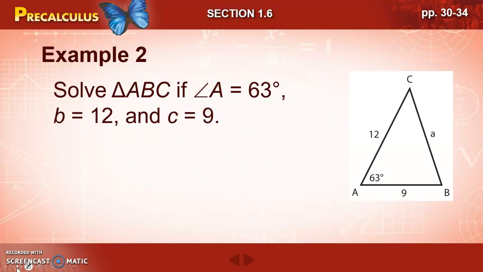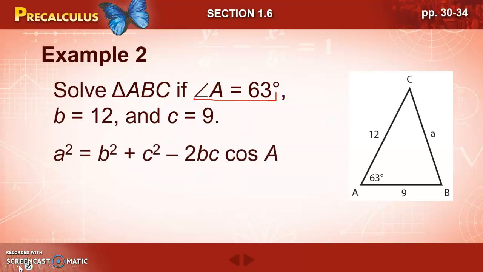Go ahead and try example number 2 on your own. Pause this video and see if you can solve for triangle ABC if angle A is 63 degrees, side b is 12, and c is 9. Where should we start? Well, we're given angle A, which will be easy to find the cosine of, so let's start by solving for side a. This is the formula that you're going to use. Pause here and see if you can figure this out on your own.